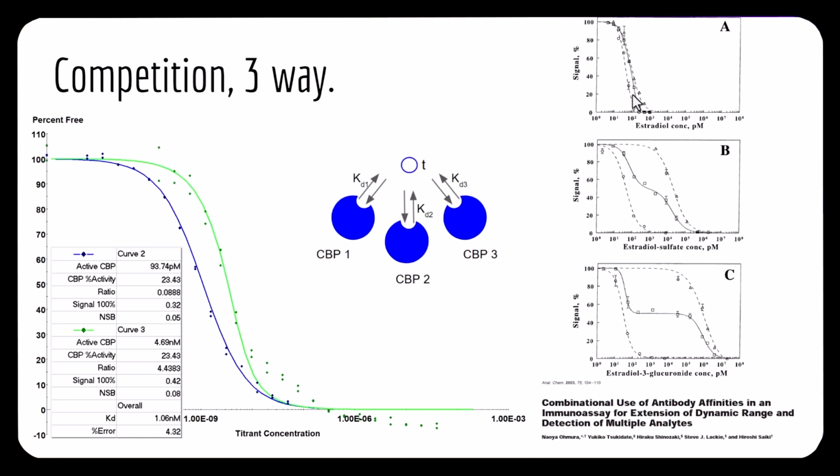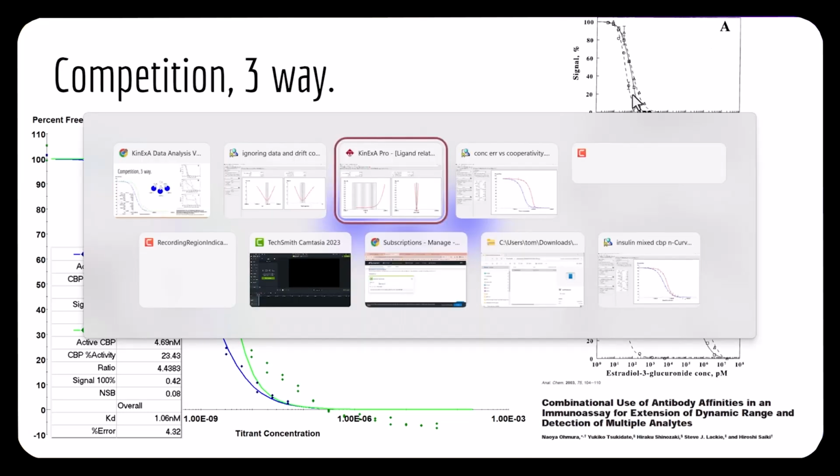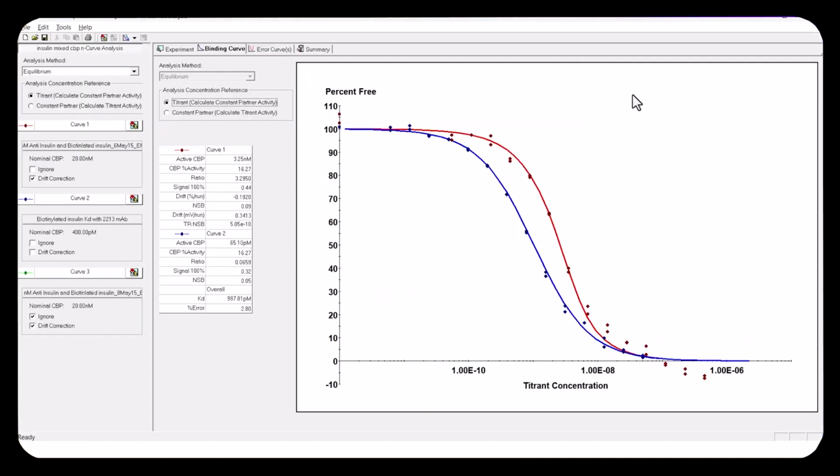Okay, so again, I have a case study that we can go through on this. And it looks like this. This is some in-house work we did. We were measuring an anti-insulin antibody binding to a biotinylated insulin. And on the high curve here, you can see that it looks pretty funny. It seems to be still drifting down, but it's drifting down very slowly.